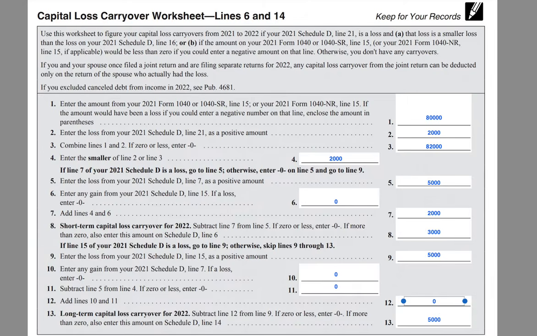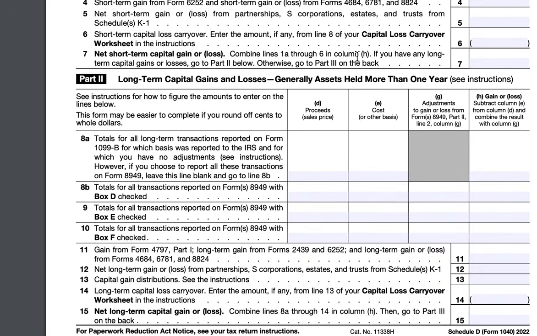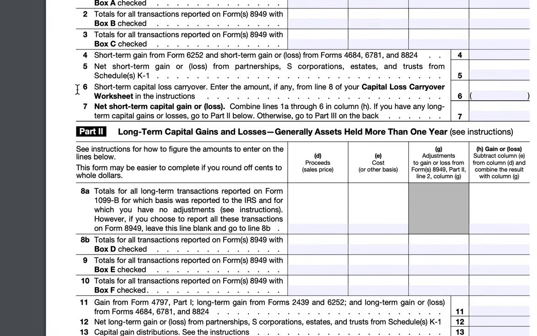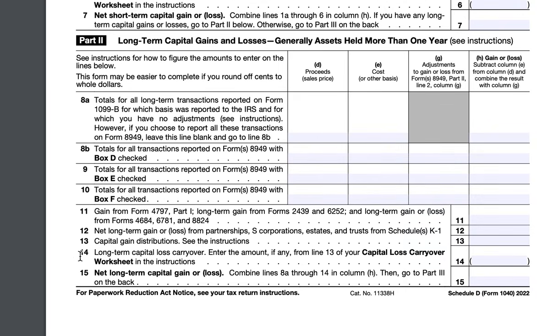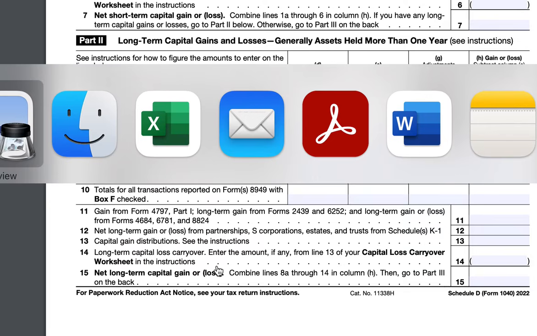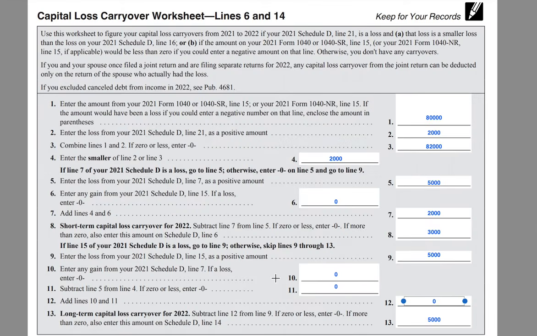So really quickly, I'm going to give an overview of our Schedule D. And so you can see line 6 is the carryover from prior year. Line 7 would be the net short-term capital gain or loss. And then in part 2, we have line 14, which is the long-term capital loss carryover, and line 15, which is the net long-term capital gain or loss. So those are all the figures that we would use to come up with our carryover amounts, and then calculate the amount that you could put in this year's Schedule D.